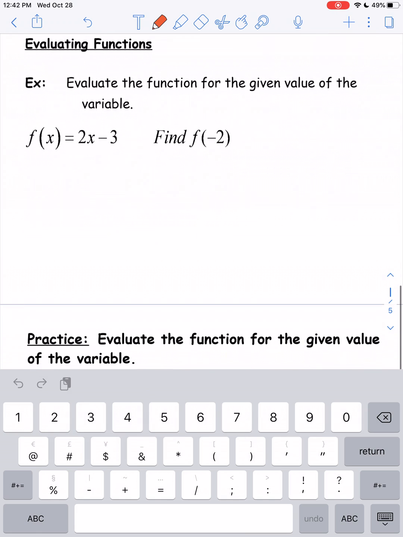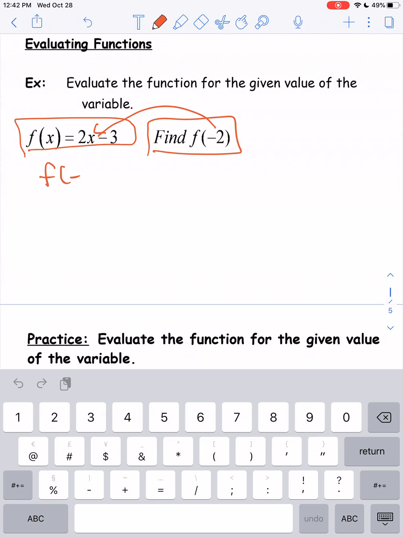All right, let's practice. It asks us to evaluate the function for the given value of the variable. So here's our function. Again, we're used to calling this y equals 2x minus 3. Now we're going to write it as f of x equals 2x minus 3. And then they're going to say find f of negative 2. They're asking us to replace x with negative 2. We've done this many times. So we would say f of negative 2 equals 2 times negative 2 minus 3, negative 4 minus 3, or we would have a value of negative 7.